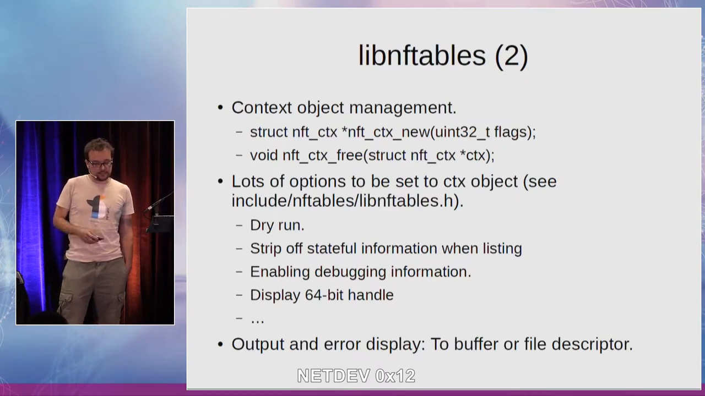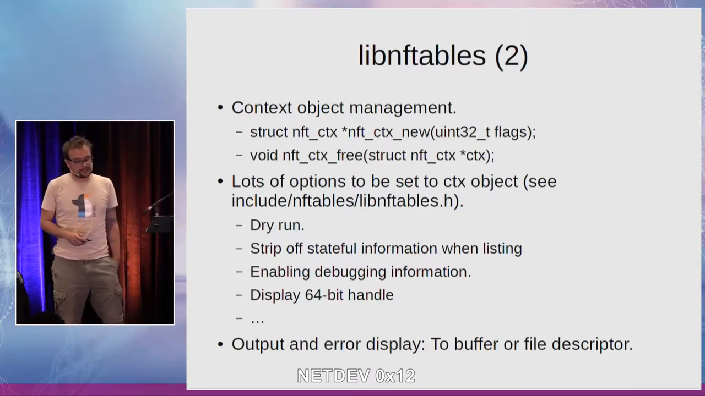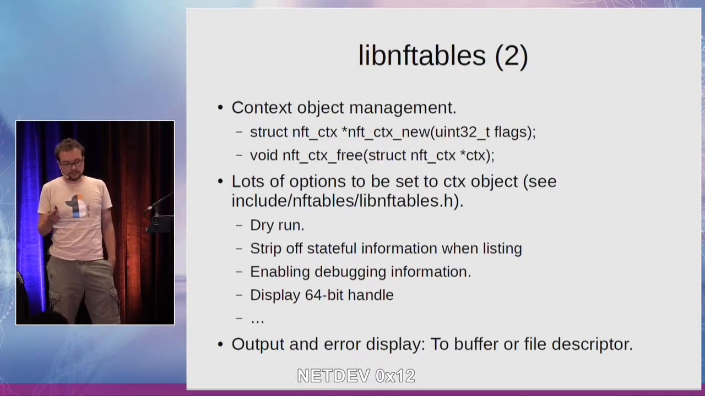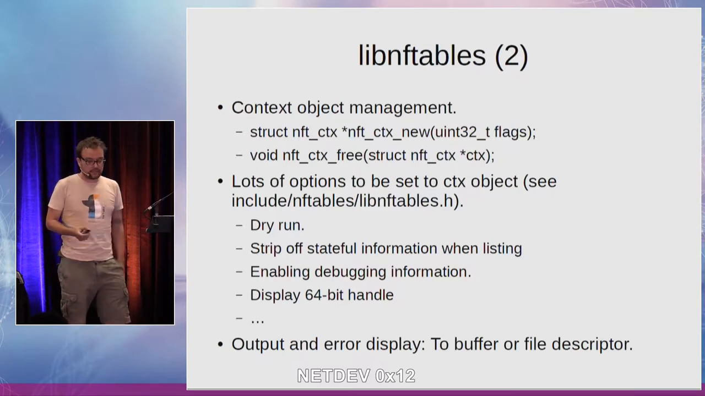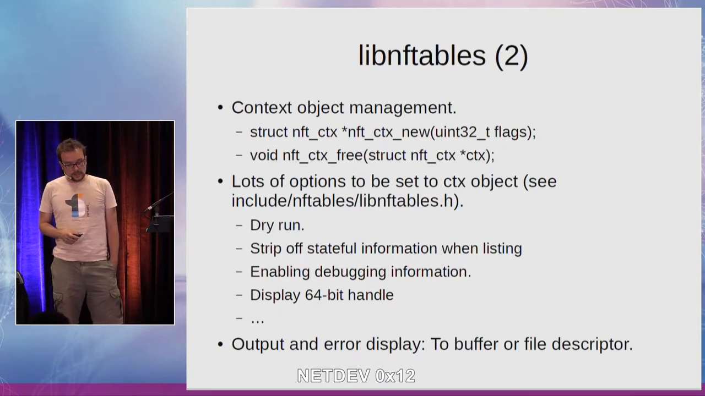So it's basically just removing all the stateful information from the classic expressions objects that we have that are storing it internally. You could also enable the debugging information. You could display the 64-bit handles that we have in all objects now, and many other things that you could configure. But for most people, just creating the context object and then running commands through the API that I just showed should be fine.